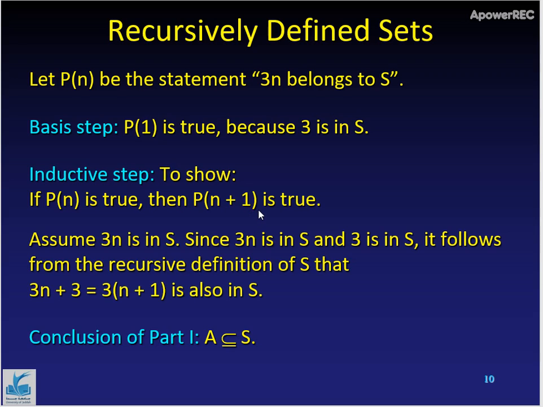Okay, so let's see how we can do this. So we assume that 3n is in S by the inductive hypothesis. Alright, so since 3n is in S and 3 is the starting element which is part of S, if we add these two elements, which gives us 3n plus 3, so this element must also be in the set S.